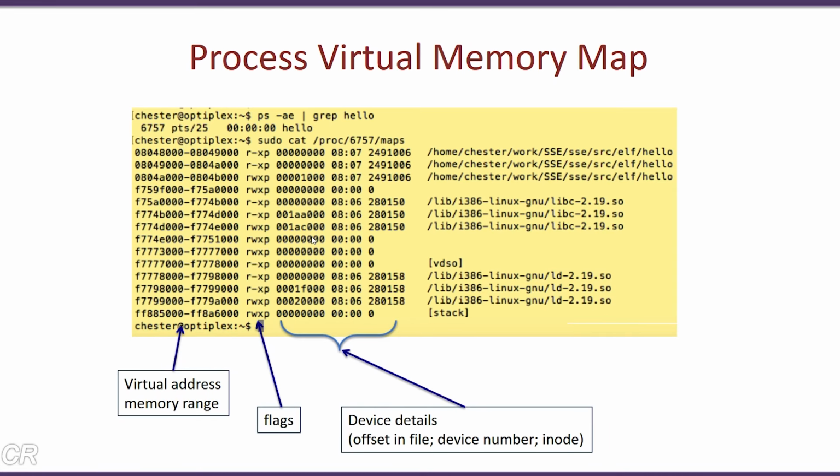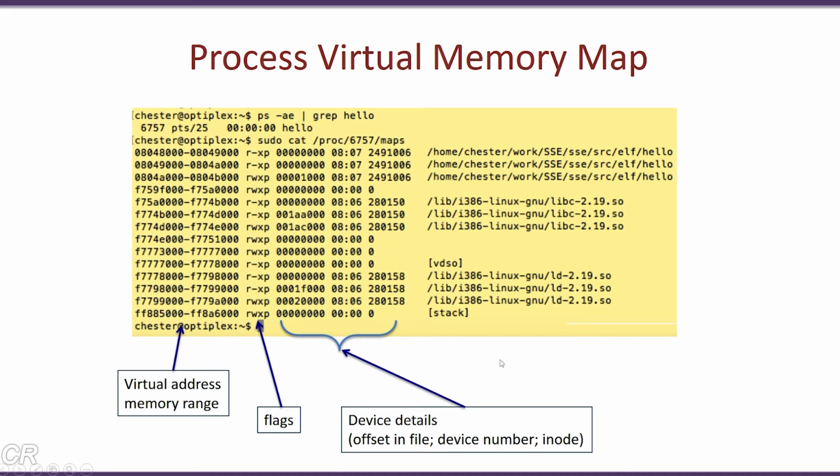On a Linux system, we would be able to look at the virtual address space while the hello world program is executing. This is done as follows. First, we need to get the PID of the hello world program. For that, we could run ps -ae and grep hello. We get a line like this, where we see that the process hello is present and it has PID 6757. Now the file /proc/6757/maps contains the virtual address space for this PID 6757, which corresponds to our hello executable.